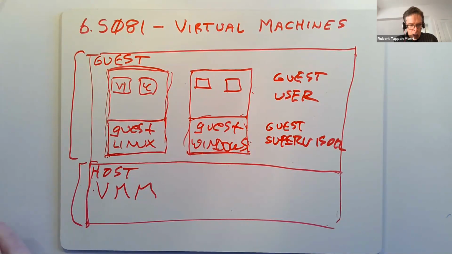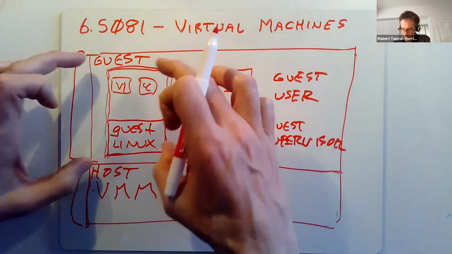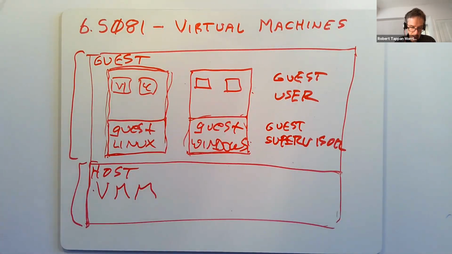Okay. For the first part of this lecture, I want to talk a bit about how we could implement our own virtual machine. And I'm going to use RISC-V, assume that we're trying to emulate RISC-V hardware so we can run operating systems designed for RISC-V, like XV6.